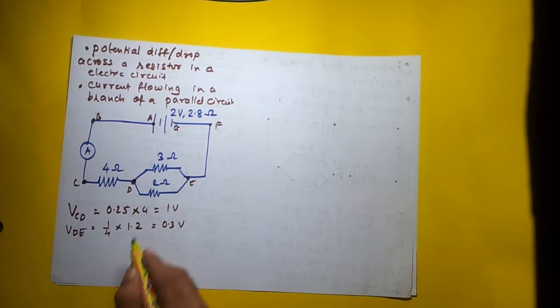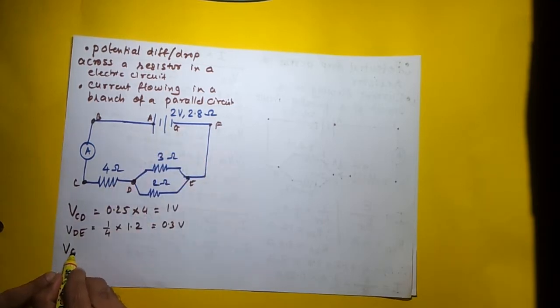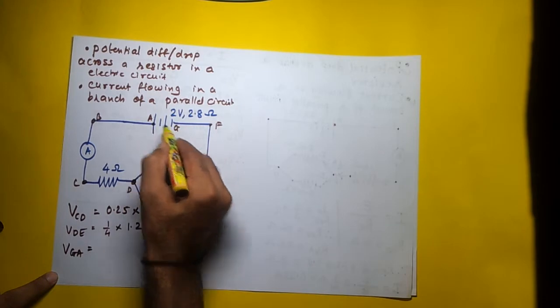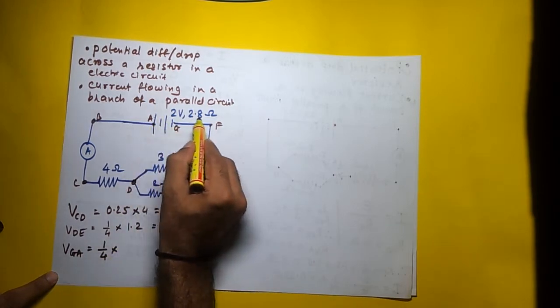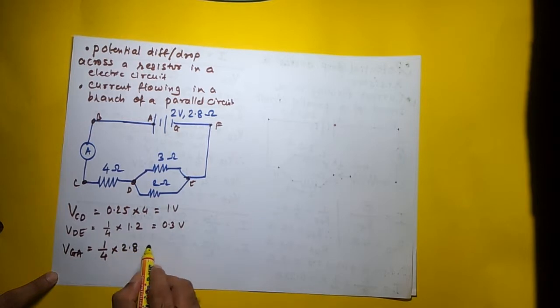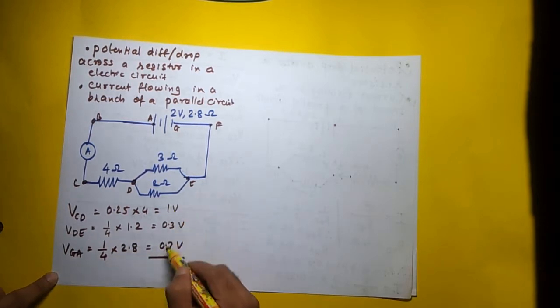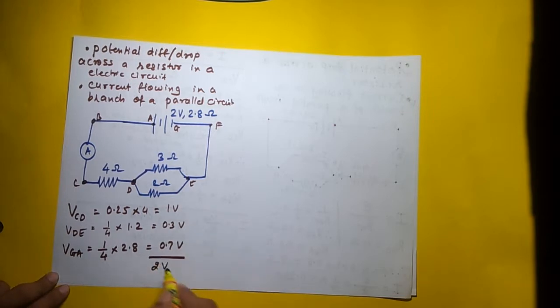Okay. Similarly, if I look at VGA, right? In this case, the current flowing is 0.25, and the resistance of this is 2.8 ohms. So I'll get over here 0.7 volts. And if I add all these up, I get 2 volts.